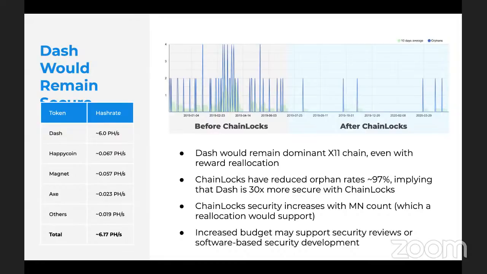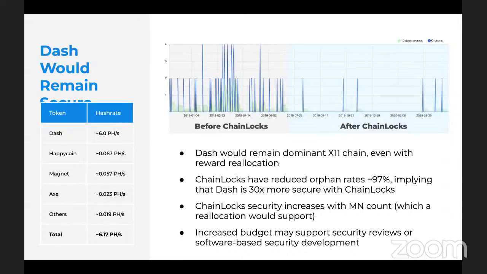The second thing is that chain locks have already reduced our orphan rates. If you look at the 10 months prior to chain locks being implemented and the 10 months since, we find that orphan rates have dropped about 97%. That metric implies that Dash may be about 30% more secure with chain locks than without it.